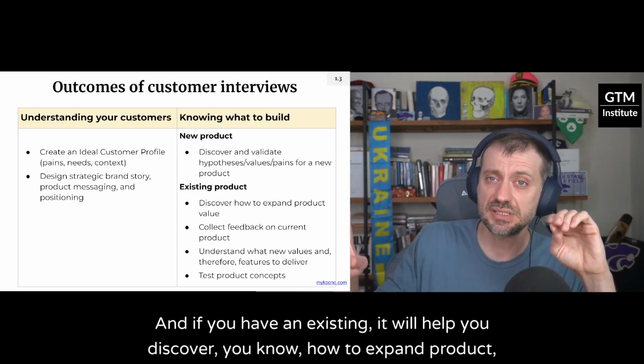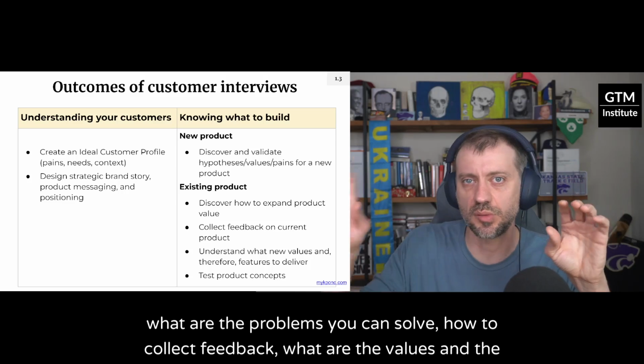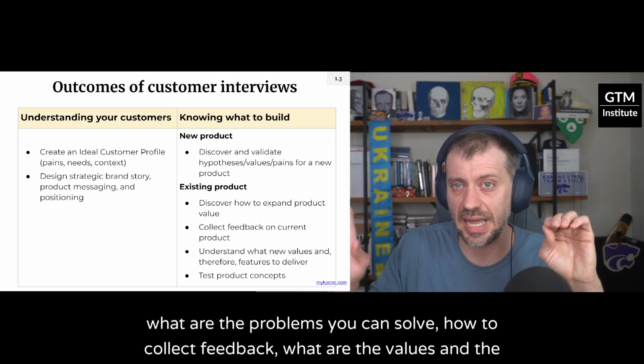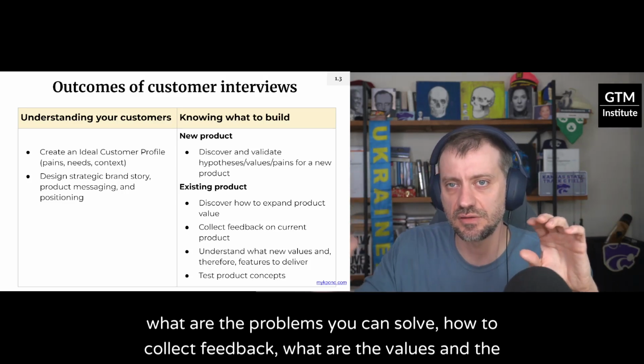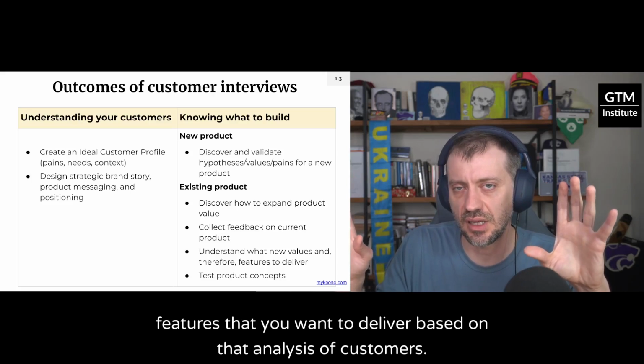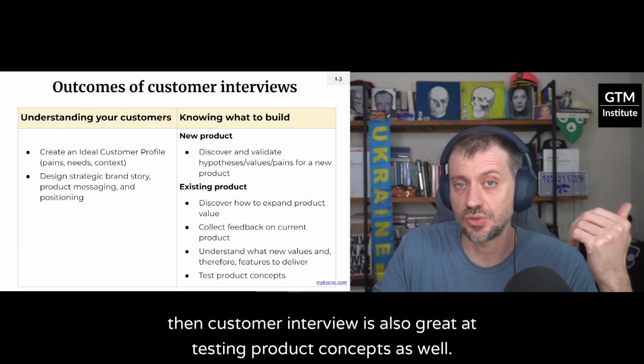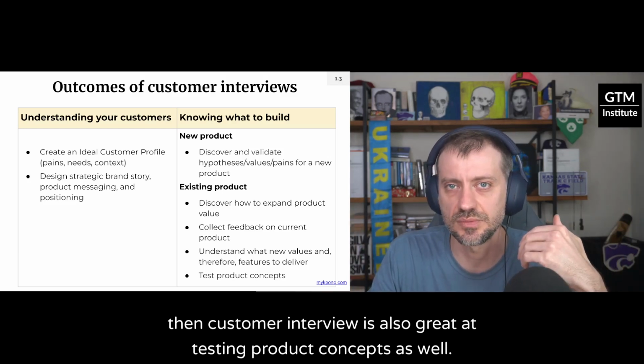And if you have an existing product, it will help you discover how to expand it, what other problems you can solve, how to collect feedback, and what are the values and the features that you want to deliver based on that analysis of customers. And then customer interviews are also great at testing product concepts as well.